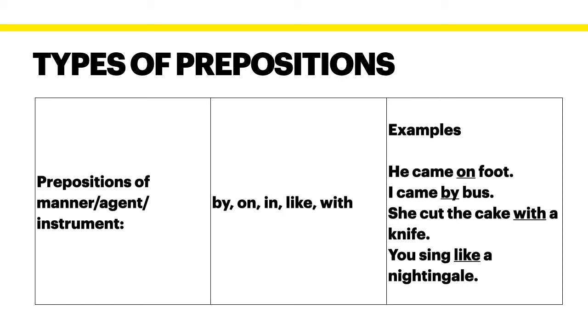Next, you sing like a nightingale. Like, it shows again the manner in which you sing. You sing so beautifully that it is almost like a nightingale singing. You sing like a nightingale. So in this particular usage, like is a preposition of manner. So these are some examples of prepositions of manner. So time, place, direction or movement, and manner are some of the important types of prepositions based on their function, based on their purpose in a sentence.